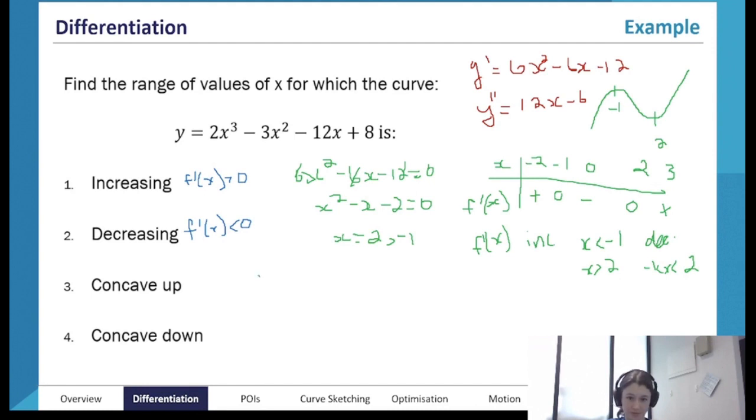So the second derivative takes 6. 6 equals 12x. x is going to be 6 divided by 12, which is going to give us 1/2. So now we need to determine what the value of the second derivative is on either side of this point x is equal to 1/2.